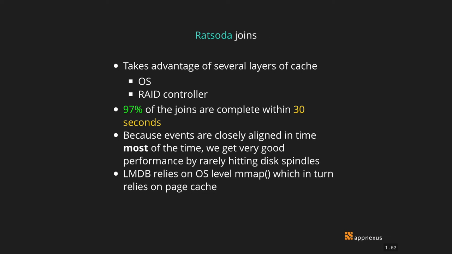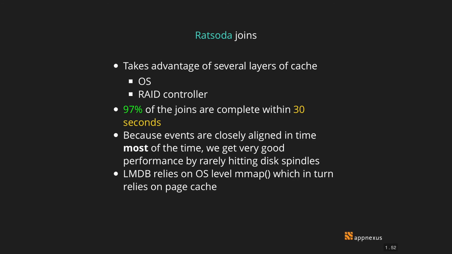So it takes advantage of several layers of cache. One is the OS level cache, right? We write stuff into a file, right? It's now in the OS page cache. And then eventually, even if it falls out, it will be written into the RAID controller, which has its own 8 meg, 12, 16 meg controller cache. So it's sitting there. It hasn't actually hit the spindles yet. It'll be written behind eventually, right?